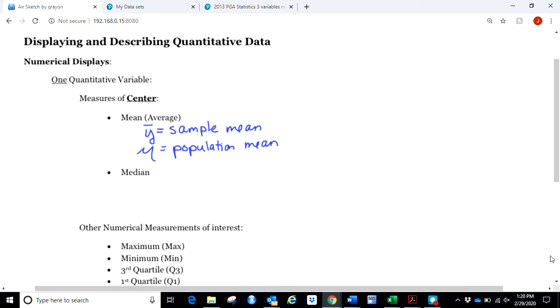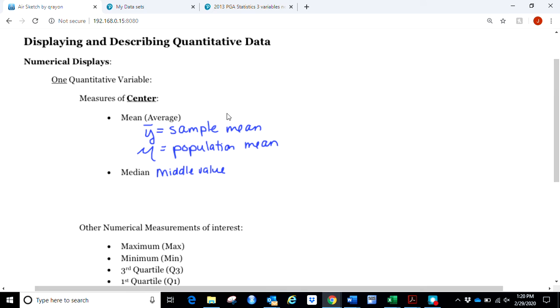Did it come from everybody and is the population mean? Or did it come from just the sample we collected data on and is our sample mean? Then we can also find the median of a sample. So the median is something we define as the middle value inside a data set.